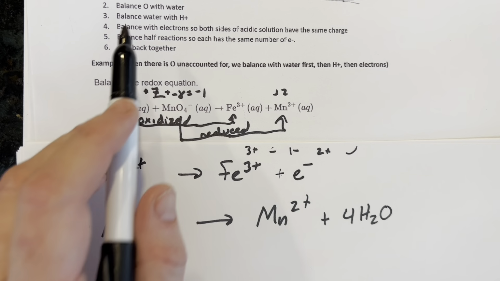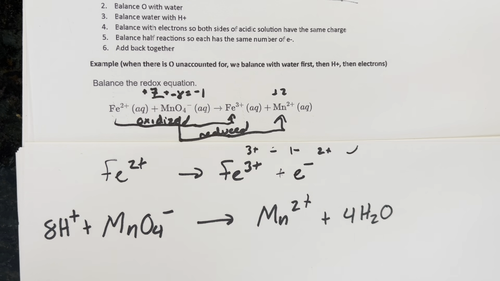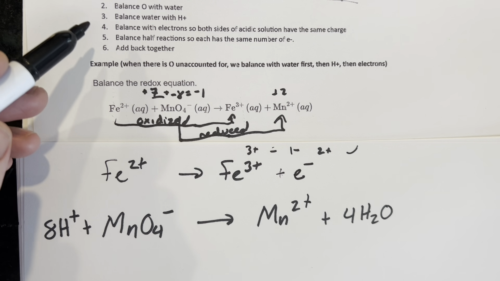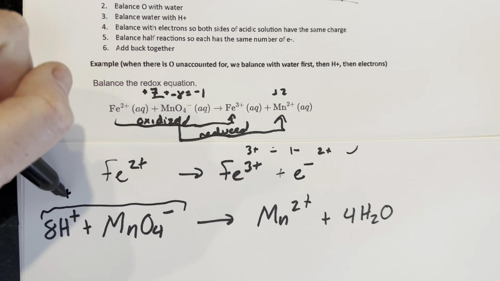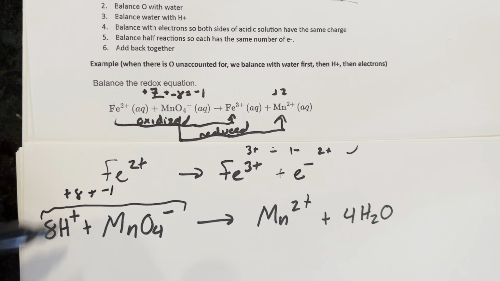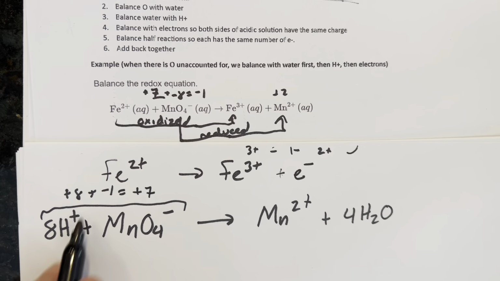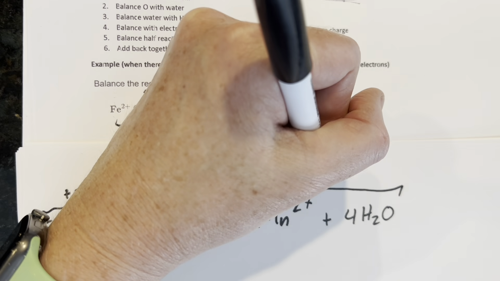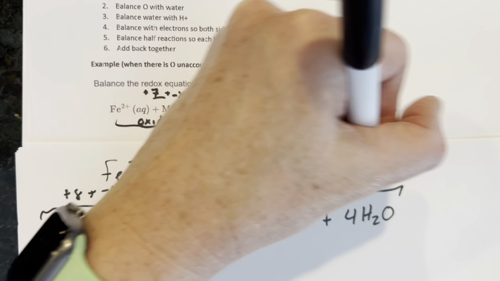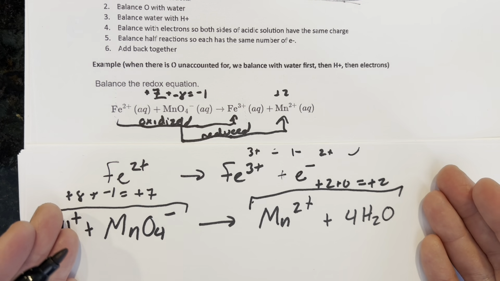Okay, so we balanced it with water and with the H+, and now we can look at the total number of electrons. If we count the total charge over here, we have a positive 8 plus a negative 1 for a total currently of positive 7. And over here, we have positive 2 plus 0 for a total of positive 2. So where do we need to add electrons, and why?